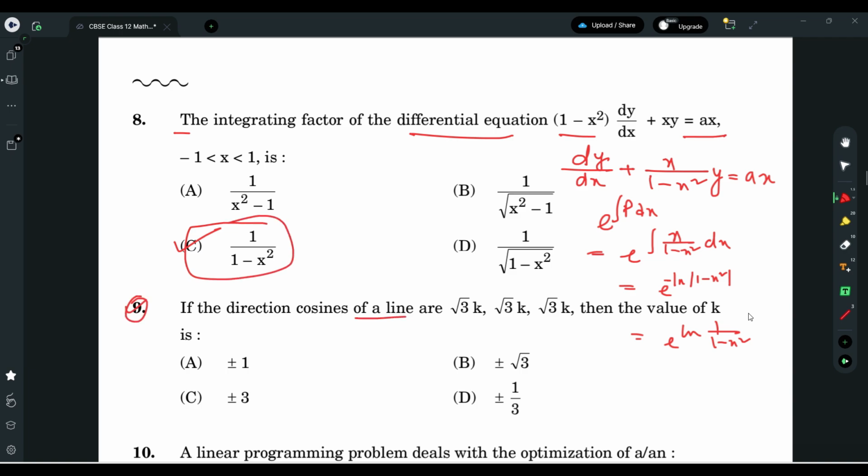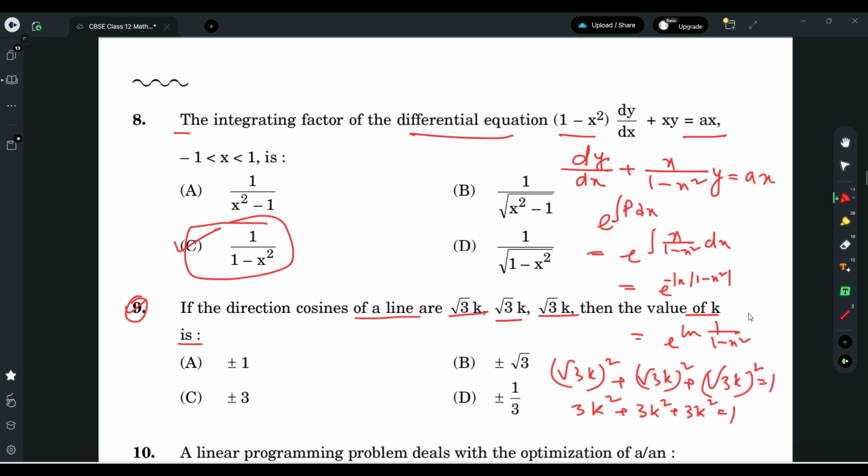If the direction cosines of a line are root 3k, root 3k and root 3k, then the value of k is. We know that the sum of the squares of the direction cosines is equal to 1. That means root 3k whole square plus root 3k whole square plus root 3k whole square is equal to 1. That means 3k square plus 3k square plus 3k square is equal to 1. That means 9k square is equal to 1, and this gives k equal to plus minus 1 by 3. So the option is D, correct.